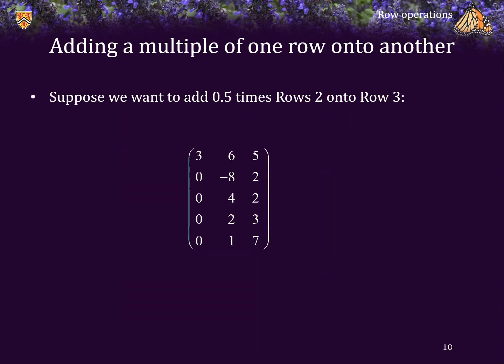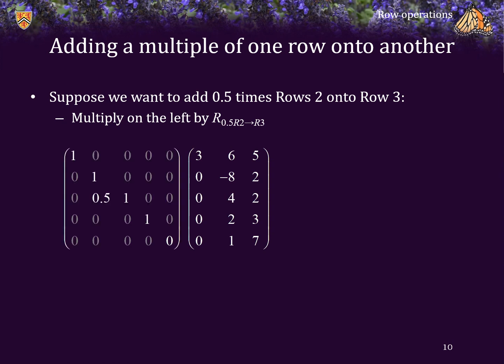Now, we're performing Gaussian elimination here, and we want to add 0.5 times row 2 onto row 3. So in order to achieve this, we multiply on the left by the matrix that performs this operation, which is this matrix here. So if you now multiply the matrix on the right by this matrix on the left, you get the result of having added 0.5 times row 2 onto row 3.